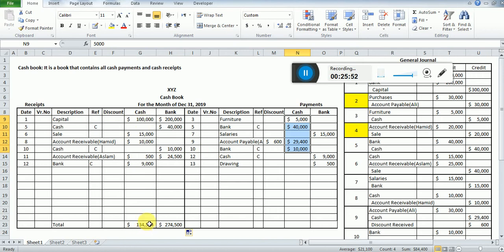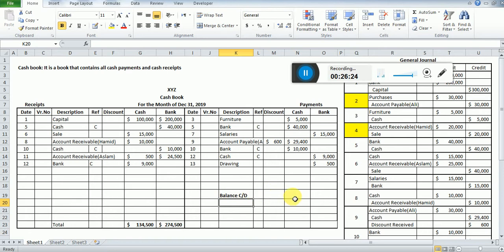So we have $134,500 in cash. And if you don't have any amount in the bank, you have to reduce it. So these two accounts must be totaled. Now you have to balance it, and it is very easy. So look, dear students, this balance is called balance c/d, where c/d means carried down, and I'm just explaining it.